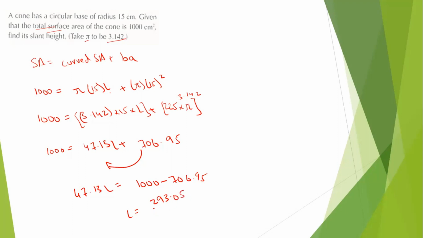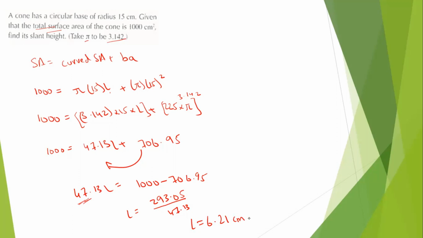I'm going to divide it by 47.13. Why did this happen? Because this 47.13 was multiplying here, it will come to this side and divide. Hence my l answer is going to be 293.05 divided by 47.13, and the answer becomes 6.21. This is my final answer, and this is in centimeters.